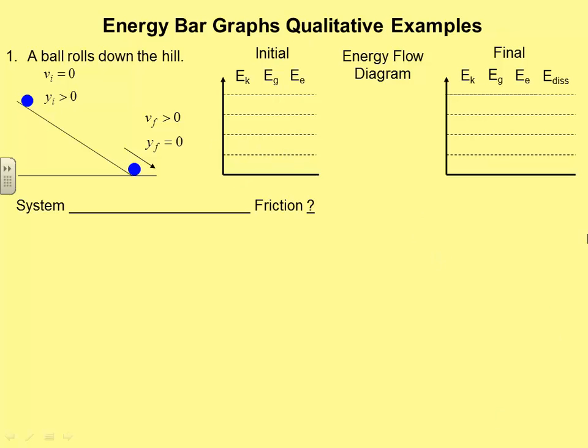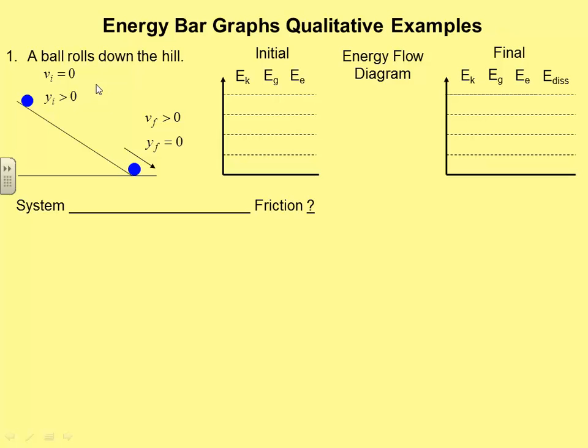Here's an initial bar graph, here's a final bar graph, and then something in the middle we'll talk about called an energy flow diagram. So, in our first example, it's one that we've talked about a bit before. A ball rolls down the hill. Now, I've written things a little differently here for you to look at.